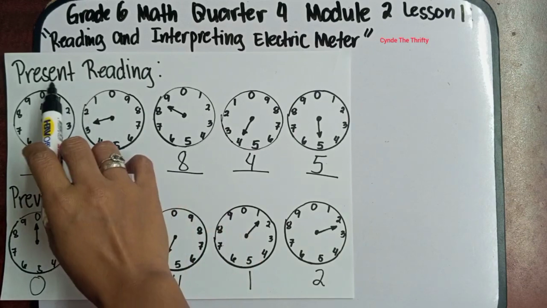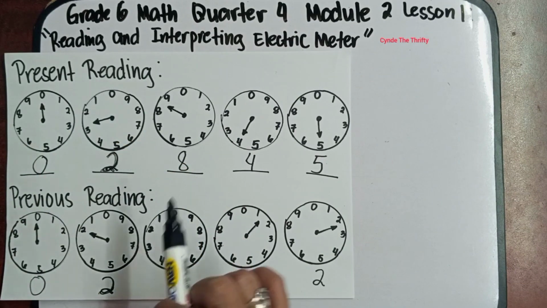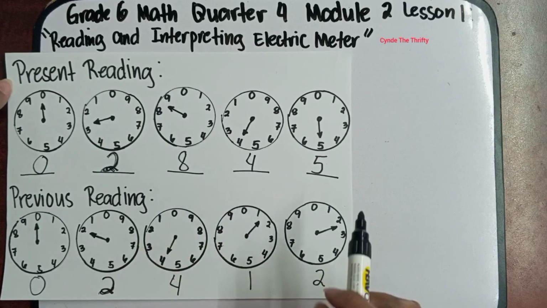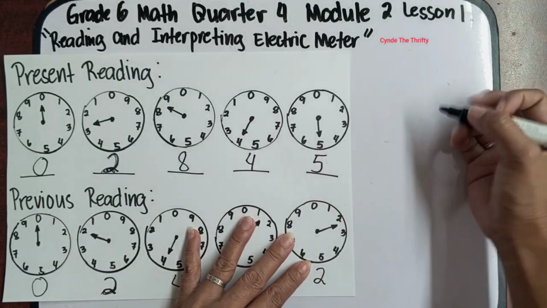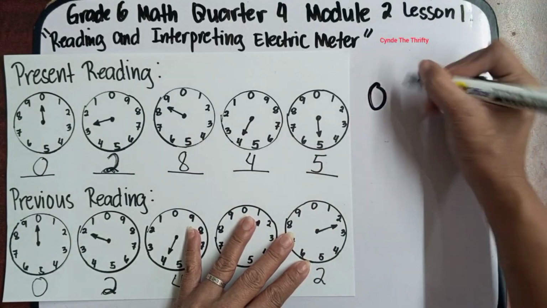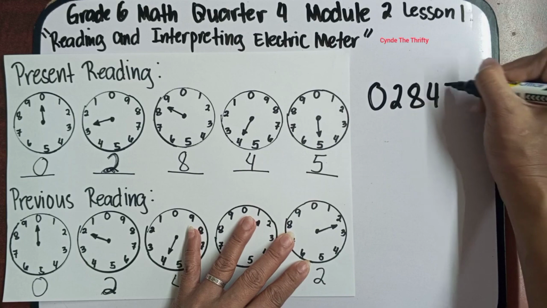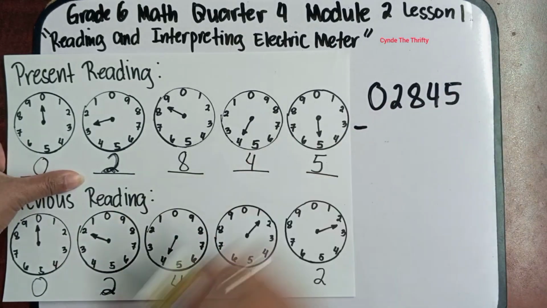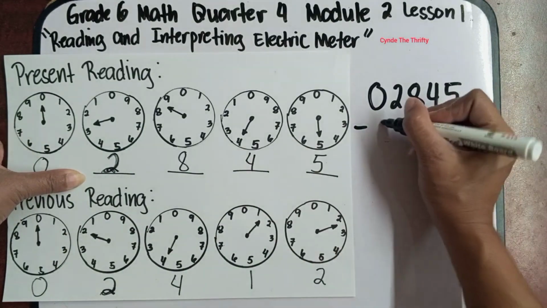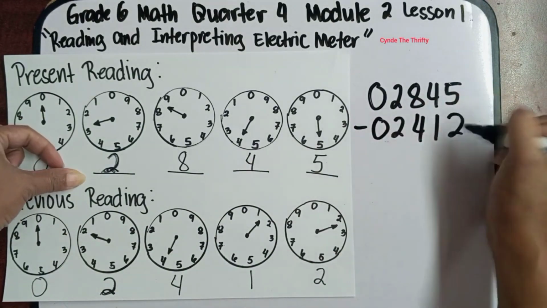Dahil may present reading na tayo at may previous reading, so ang gagawin natin para makuha natin ang kilowatt hour na na-consume natin, i-minus natin itong previous sa ating present. So, uunahin natin si present. So, that is 0, 2, 8, 4, 5. I-subtract natin ang ating previous, which is 0, 2, 4, 1, 2.